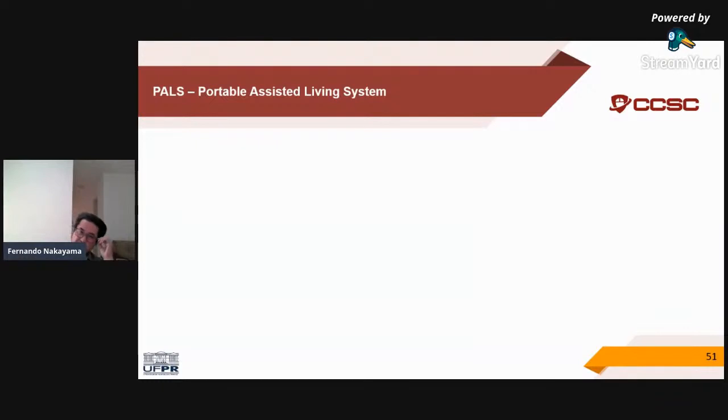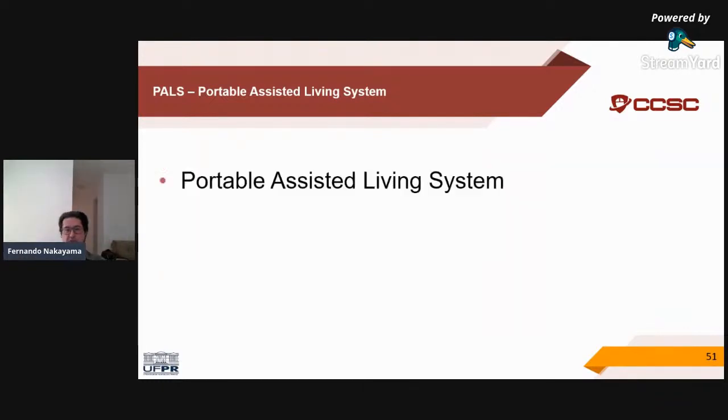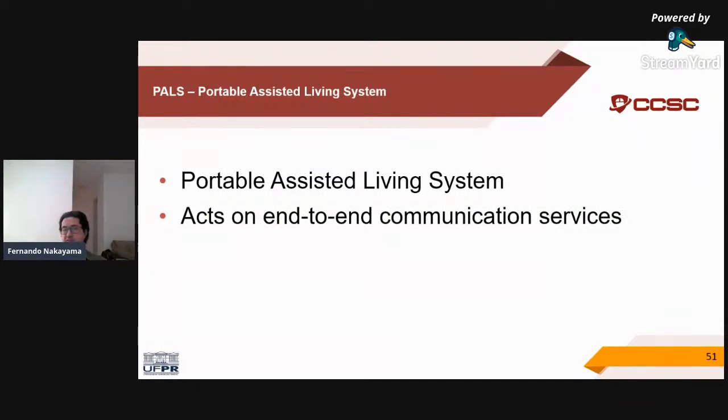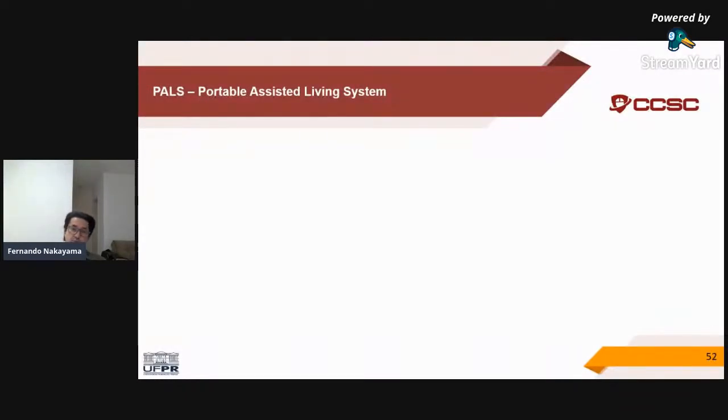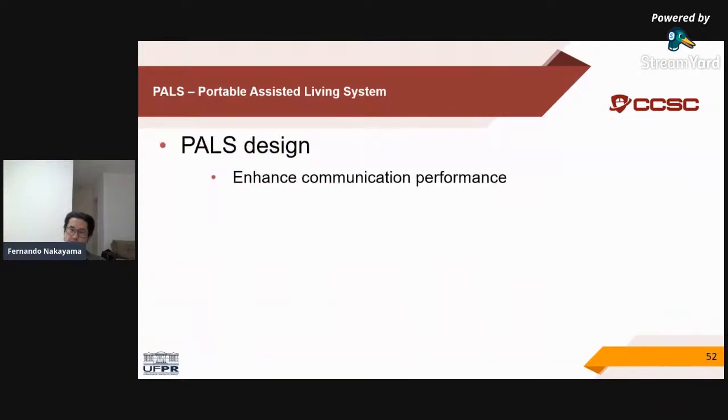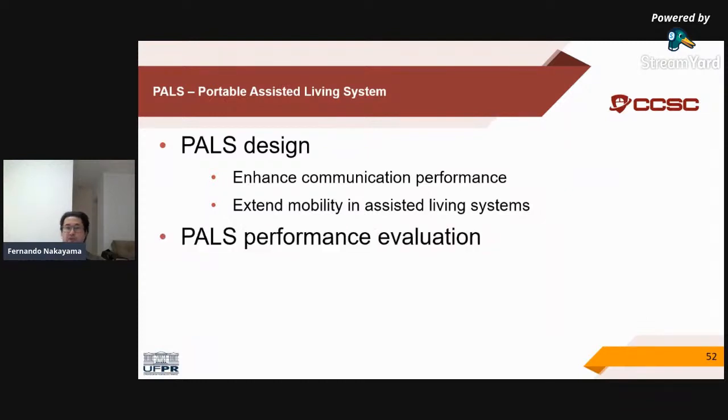Our second contribution is the design, implementation, and evaluation of a portable assisted living system. We call it PALS. So PALS handles multiple communication paths and acts on end-to-end communication services. And the goals are to improve network performance and mobility in the context of assisted living systems. So this contribution comprises the design of PALS, considering communication, performance, and extended mobility, and also the evaluation of multiple versions of PALS using single and multiple multipath protocols.